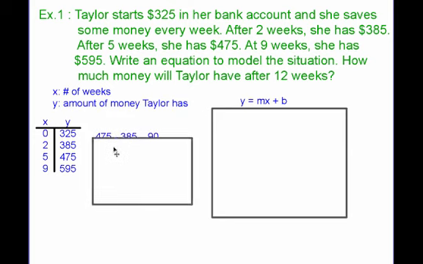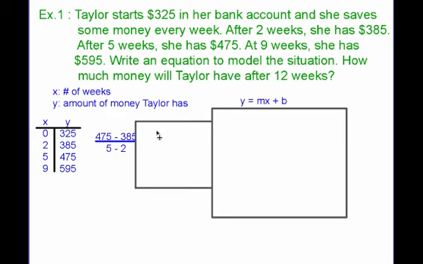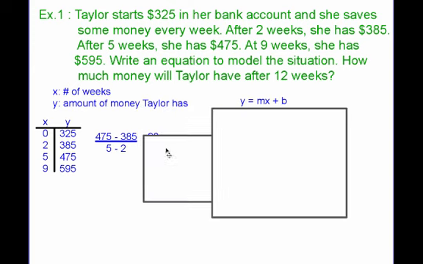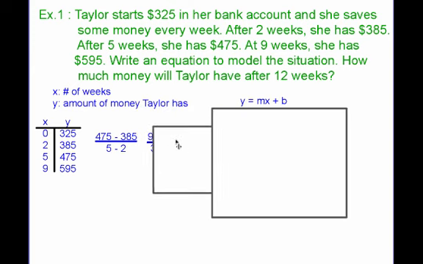So I'm going to pick an x1 and a y1. I'm going to use 475 and 2, 385, and I'm going to work out the slope from here. If we do 475 minus 385, we get 90. If we do 5 minus 2, we get 3. 90 divided by 3 gives us 30. All right, so we know our slope is going to be 30.